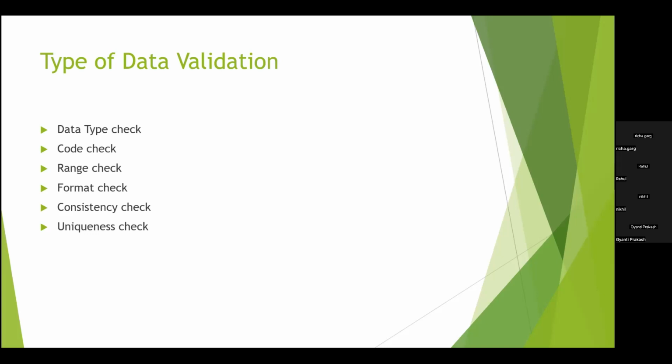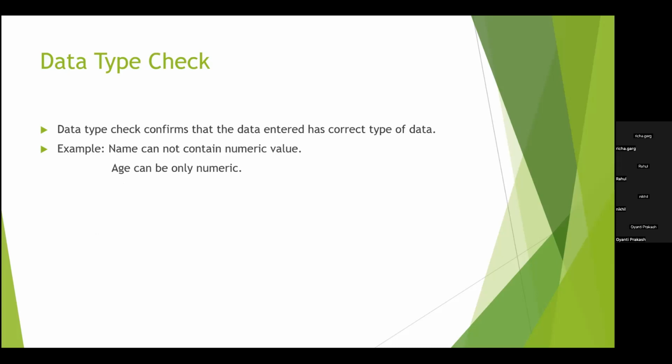If we talk about data type check, it confirms that the data entered has the correct type of data. As I gave in the example, a name cannot contain numeric values, age cannot contain character values, it should be only numeric, and there should not be special characters. These kinds of checks come under the data type check. If you are entering a balance in the bank withdrawal form, it should be only numeric. There should not be any character. So that is data type check.